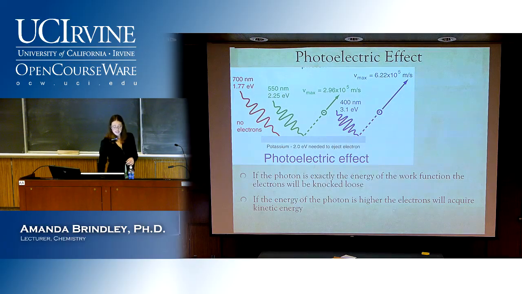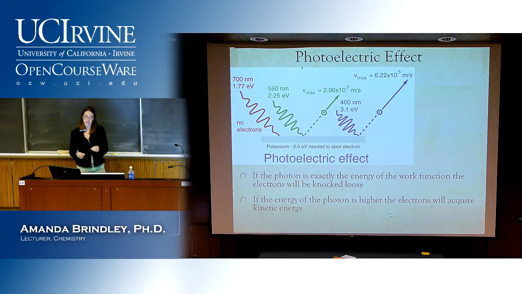Now, if the energy of the photon is higher than the threshold, so higher than just that work function, now there's extra energy there. Where is that extra energy going to go? It has to go somewhere, and where it goes is into the kinetic energy of the ejected electron. So if you increase the energy of a photon, it increases the kinetic energy of the ejected electron.